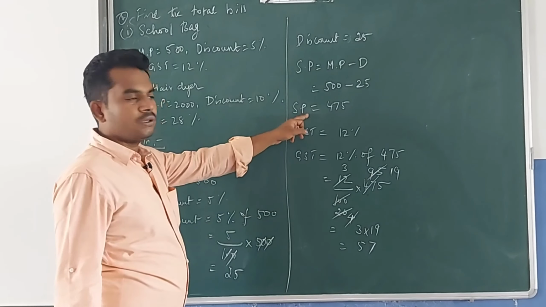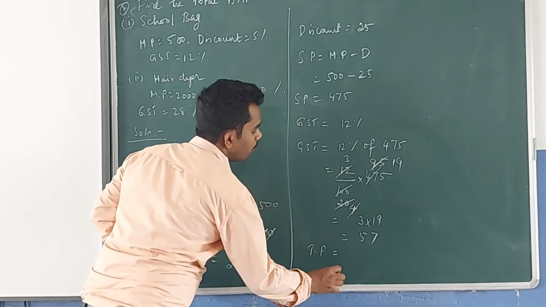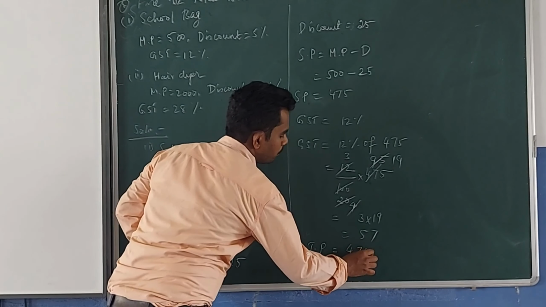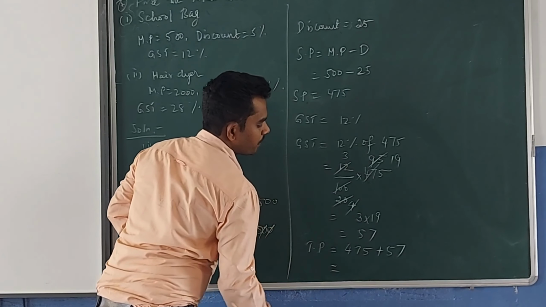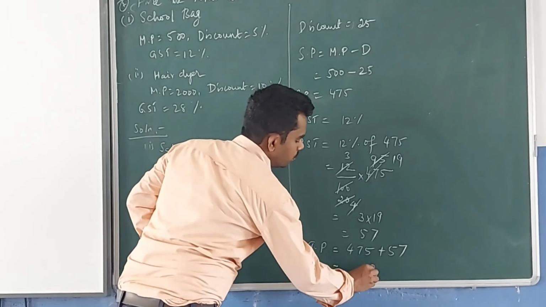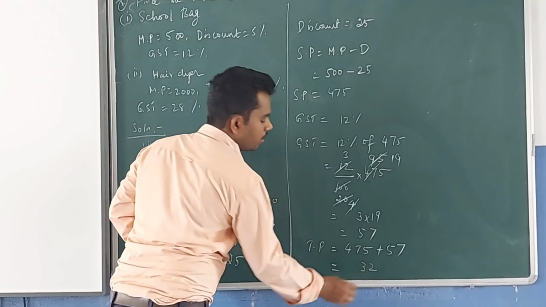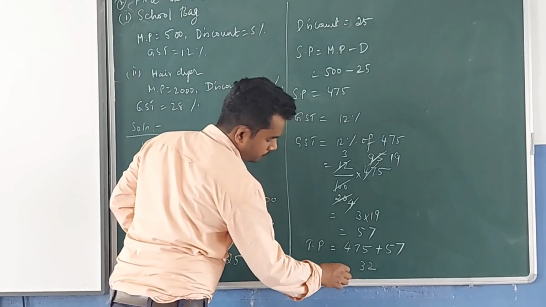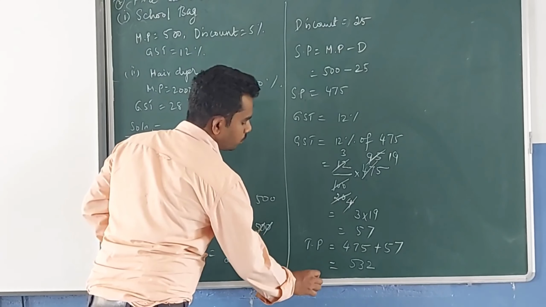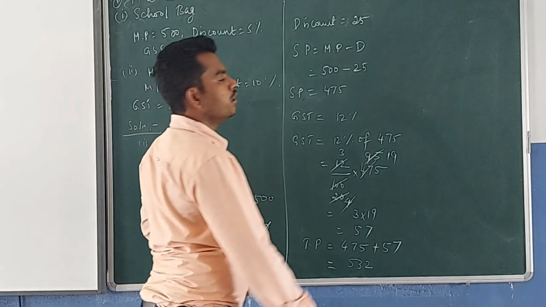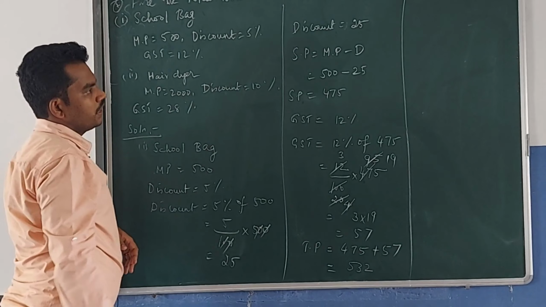It should be added into SP. So total price for the bag, 475 plus GST 57 equal to 7 plus 5 12, remainder 1, 7 plus 5 again 12, 13, remainder 1, 4 plus 1 5. So the school bag is 532. The total price for school bag is 532.